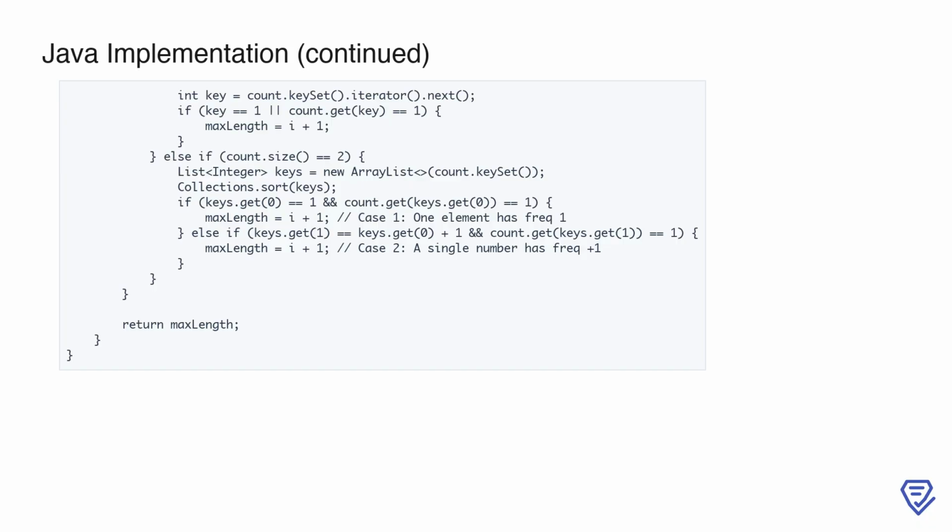Next, if there are two unique frequencies, we convert the keys of the count map into a list and sort them. This allows us to check specific conditions. If the smaller frequency is 1 and only one number has that frequency, we update maxLength to include the entire prefix. Alternatively, if the difference between the two frequencies is exactly 1, and only one number has the higher frequency, we also update maxLength. These checks ensure that the prefix meets the required conditions in all scenarios, and at the end of the loop, we return the maximum valid prefix length stored in maxLength.